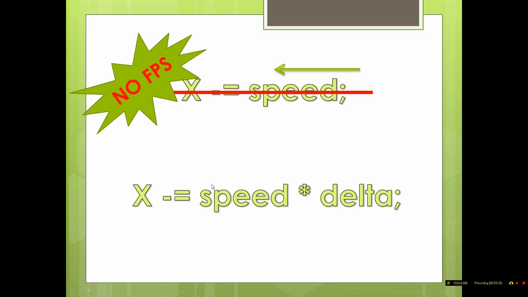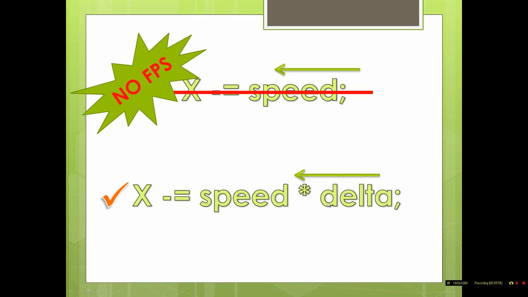Okay, so now the really slow computer at your grandma's house and the supercomputer at NASA, they're both running the game at the same speed because they're both multiplying by this delta, and delta goes up for slow computers and down for fast computers, so I get the same thing. So I'm still moving to the left with this, and this is the way I want to do it. Okay? I hope I didn't lose you on that. That's really important to understand the role of this delta.